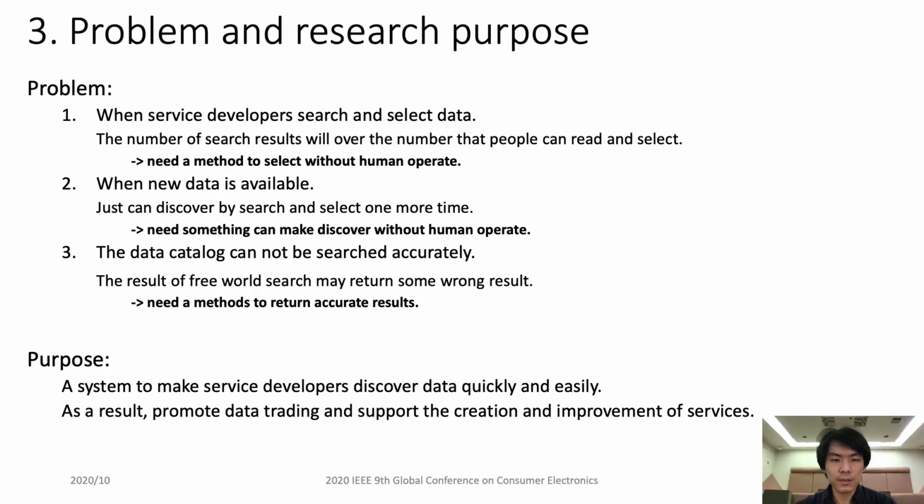The third one is that the data description cannot be searched accurately. The result of free word search may return some wrong results, so they need a method to return accurate results. To solve these problems, we propose a system to make service developers discover data quickly and easily. As a result, it promotes data trading and supports the creation and improvement of services.